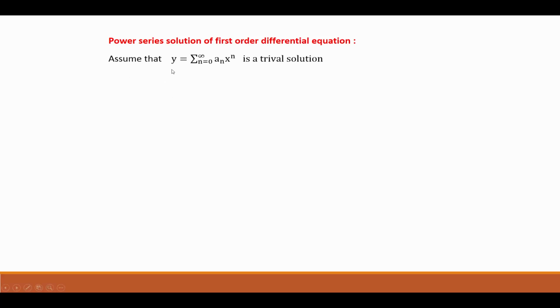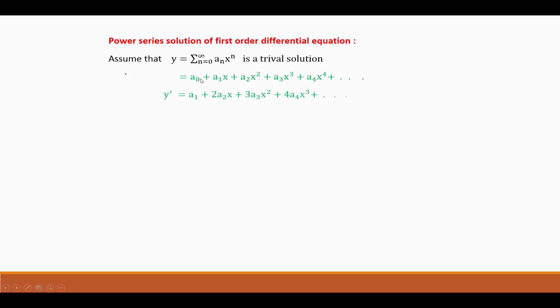Assume that y is equal to sigma a_n x raised to n, n varies from 0 to infinity, is a trial solution. That means we assume the solution of the differential equation is y equal to sigma a_n x^n. Expanding this series, put n is 0, so a0 x^0, and x^0 is 1, so only a0, plus n is 1, so a1 x, plus a2 x square plus a3 x cube plus a4 x^4 plus dot dot dot. Assume that this series is a trial solution of the given differential equation.